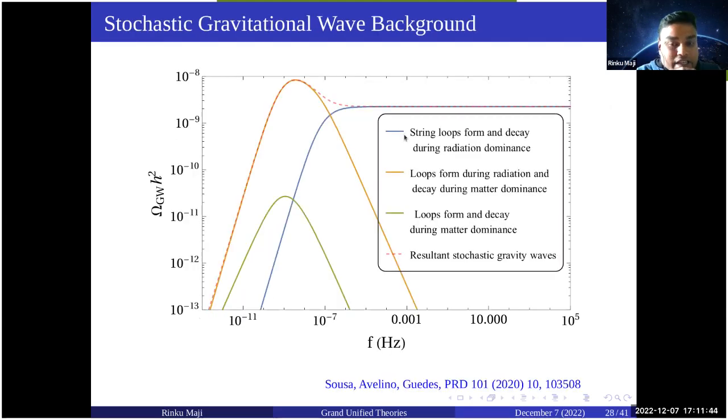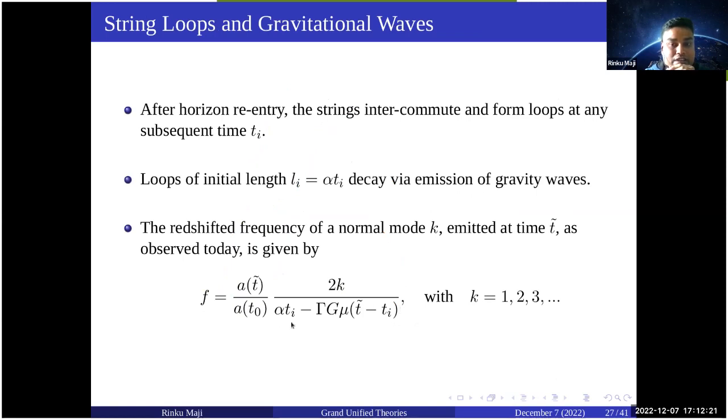So here is the plot. I have taken it from this paper. There are mostly three parts in the spectrum. The first is the string loops that are produced and decay during the radiation dominated universe. That gives rise to this scale invariant spectrum at the higher frequency, because here the loop size will be small. The smaller loops contribute to the higher frequencies. As we can see, this is the loop size. As the loop size gets smaller, it contributes to the higher frequency.